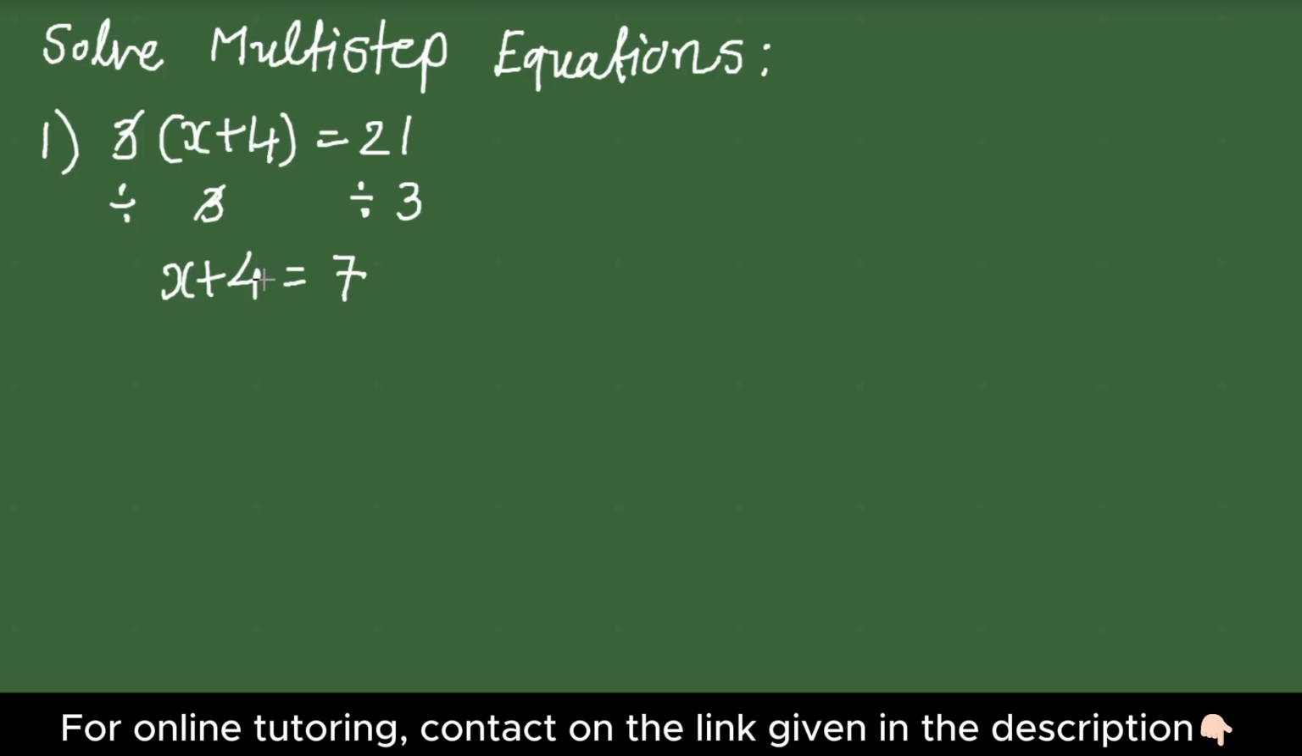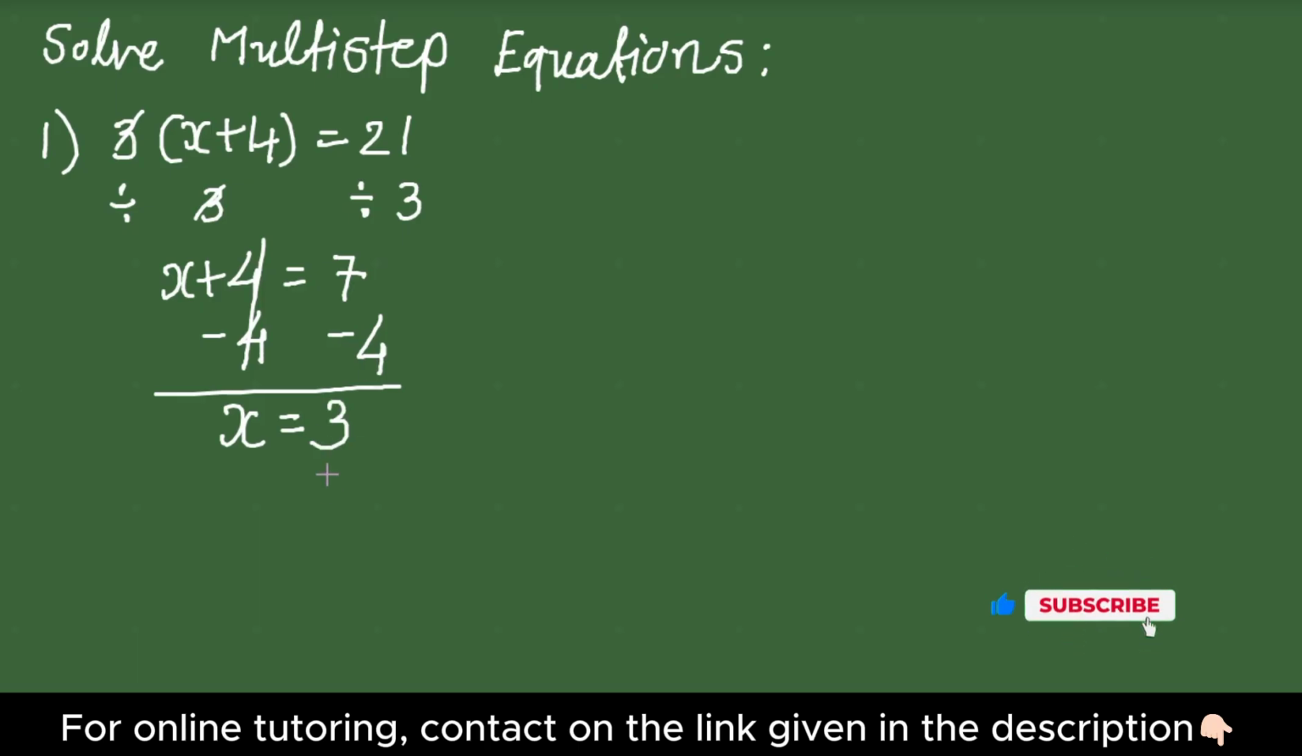To isolate the variable x, we need to remove this plus 4 from the left side. So for it, we will subtract 4 from both the sides. So minus 4 on the left side as well as minus 4 on the right side. So plus 4 minus 4 will be 0. So only x will be left on the left side, and on the right side 7 minus 4 is just 3. So x is equal to 3 is the solution of this equation.